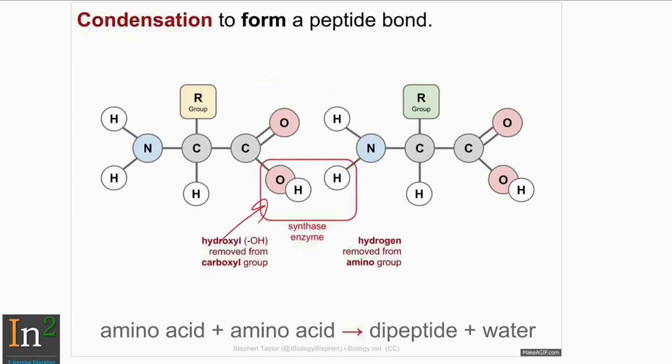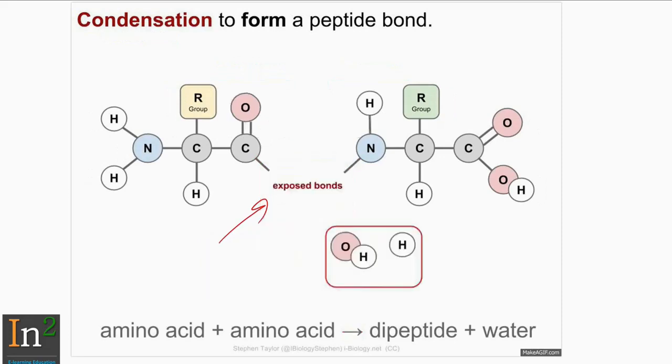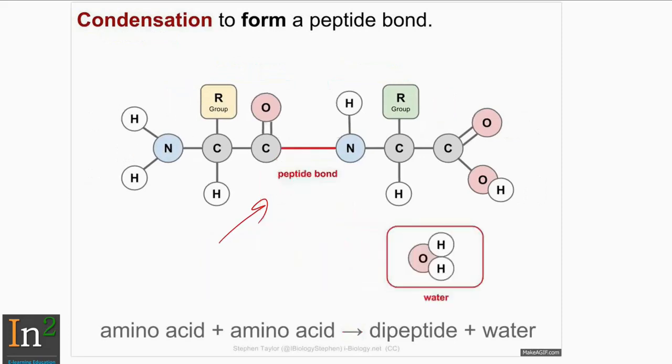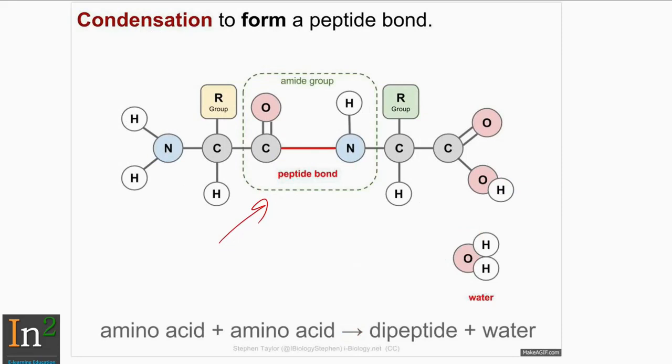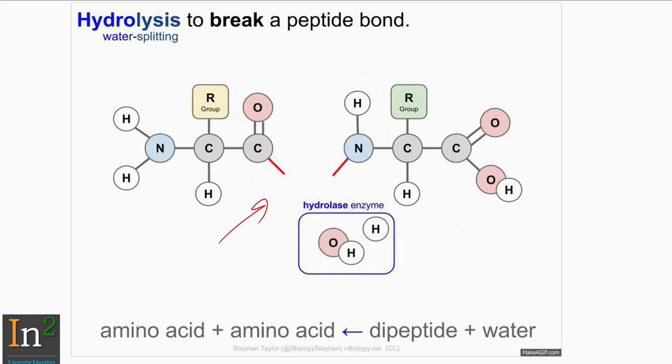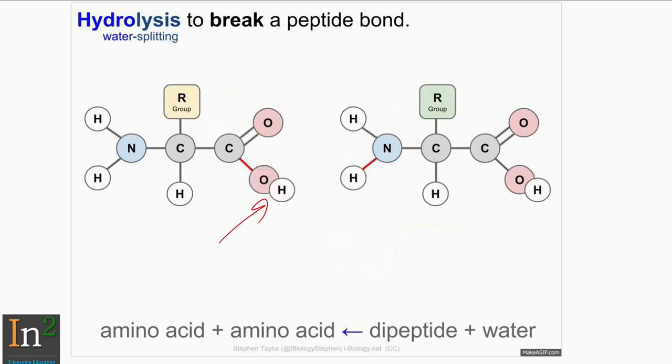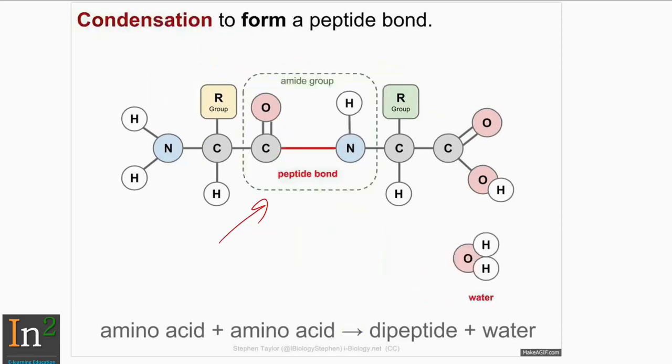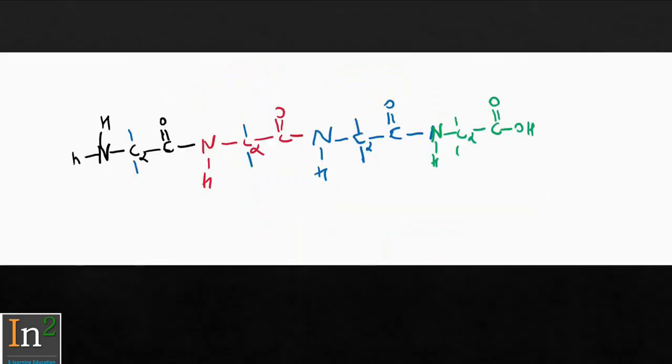Similarly, one water molecule can be added to this molecule and the peptide bond can be hydrolyzed. So the polymer formation reaction is condensation, the removal of a water molecule from the two amino acids, and the breakdown is hydrolysis with the help of water. So to get a better idea of the concept of backbone in protein, let's make a structure.